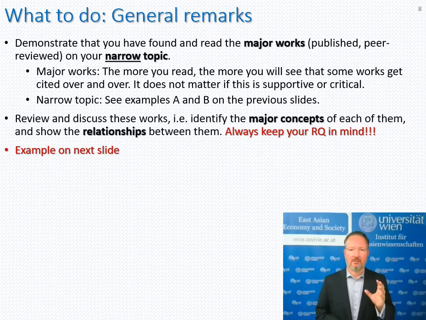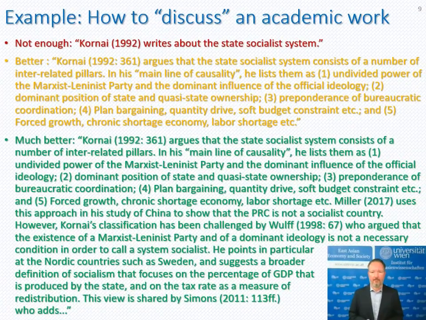Okay, and to repeat, what you need to do in your literature review is you review and discuss these works. That is, you identify the major concepts, show relationships between those various works and concepts, and repeat it. Always keep your research question in mind to make sure that you're staying on track, keeping your eyes on target. Next slide, I will provide you a brief example for that. Actually, not so brief, but it's actually pretty straightforward.